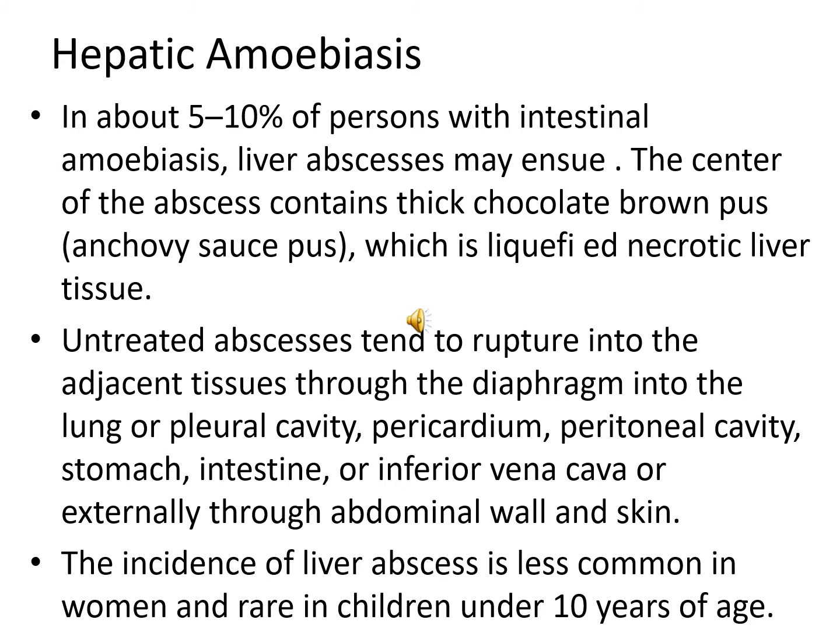In untreated cases of abscess, the parasite penetrates the diaphragm and reaches the lungs, pericardium, stomach, and even the inferior vena cava. It is less common in women and rarely seen in children under 10 years of age. So this is hepatic amoebiasis, the abscess in the liver caused by the amoeba.